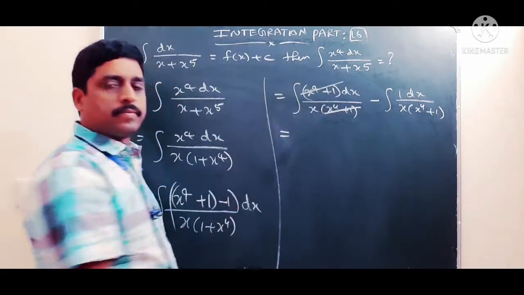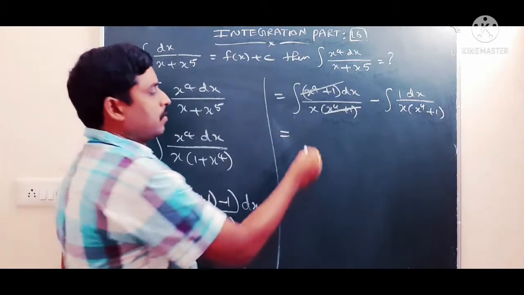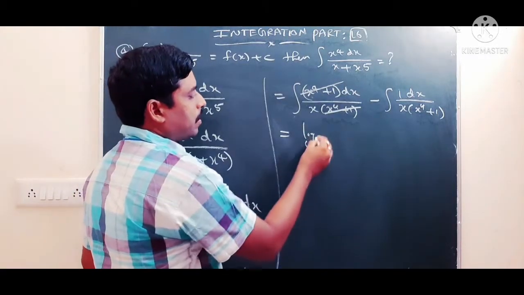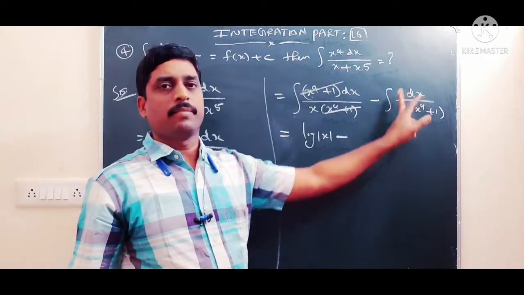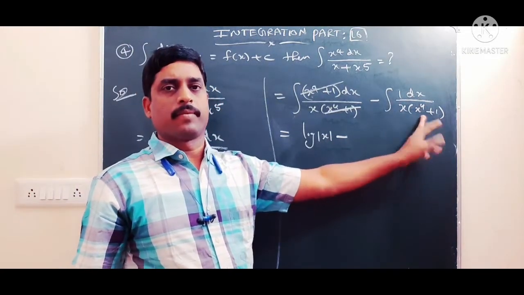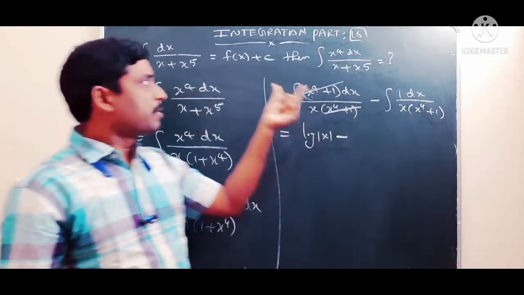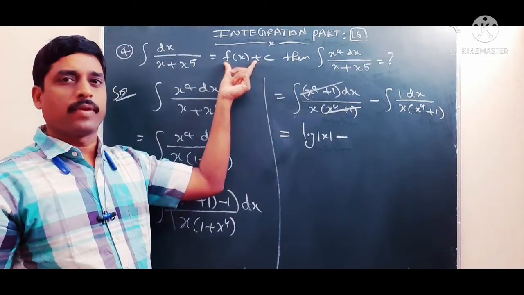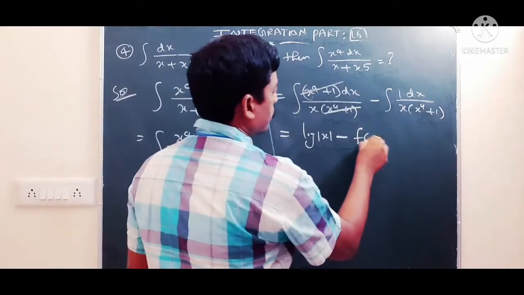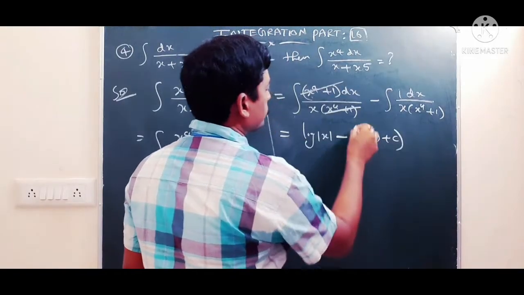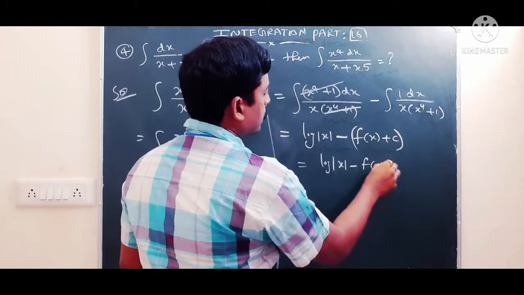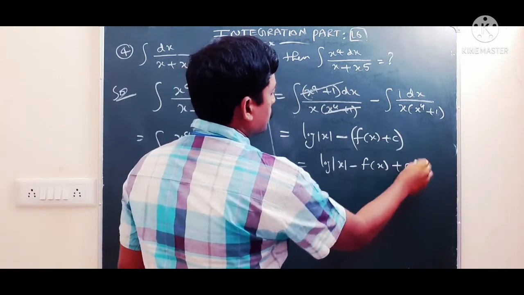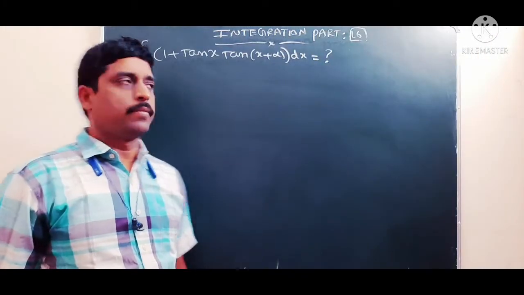Integral 1 by x, we have the formula log x, minus integral dx by x into x to the power 4 plus 1. This value is given from the statement as f of x plus c. Therefore, log x minus f of x, minus constant, plus c dash. This is the answer. Okay, let us go to the next problem.